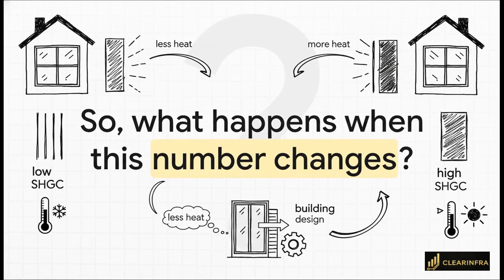So we have this one number that tells us the end result of this whole journey of light. But that leads to the next big question, right? What actually happens when this number changes? In our next explainer, we'll explore exactly that, the real-world implications of changing this number, and why it's so critical for building design.